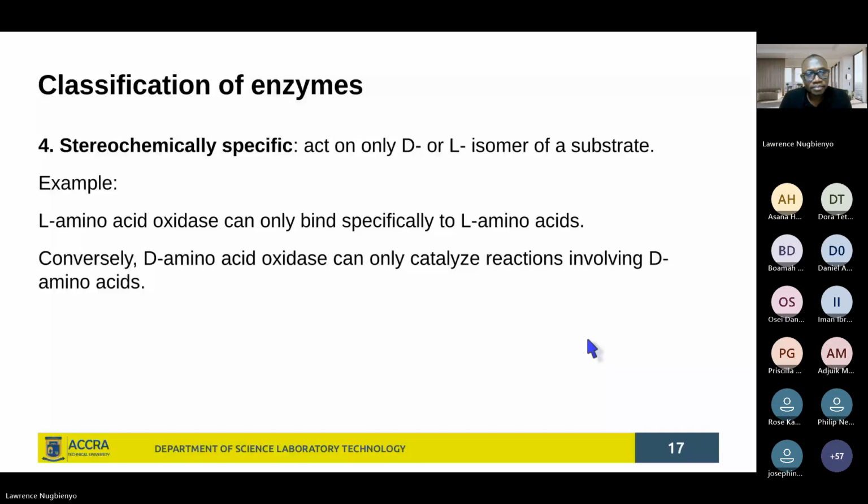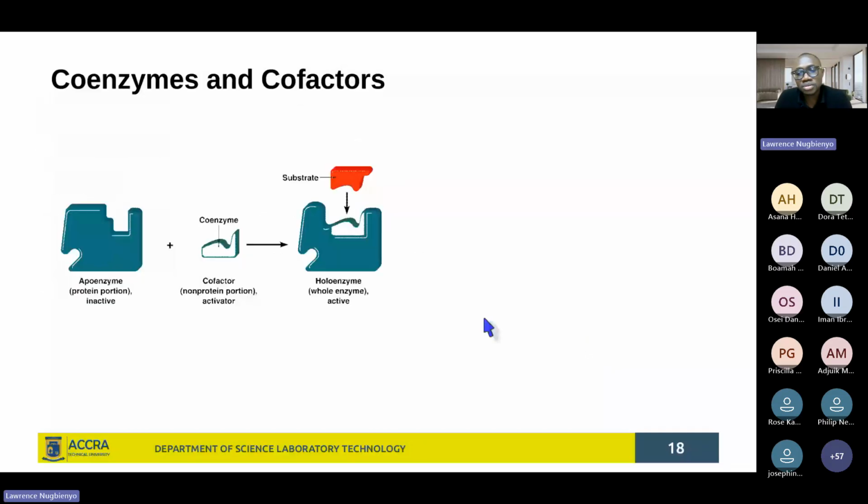All right. Then we saw coenzymes and cofactors. We refer to them as the prosthetic part of enzymes, the non-protein part of enzymes. So what you see being depicted on your screen, the first here, is the apoenzyme. That is the protein part of the enzyme, and you see here it's said to be inactive. It's inactive without coenzyme or cofactor.